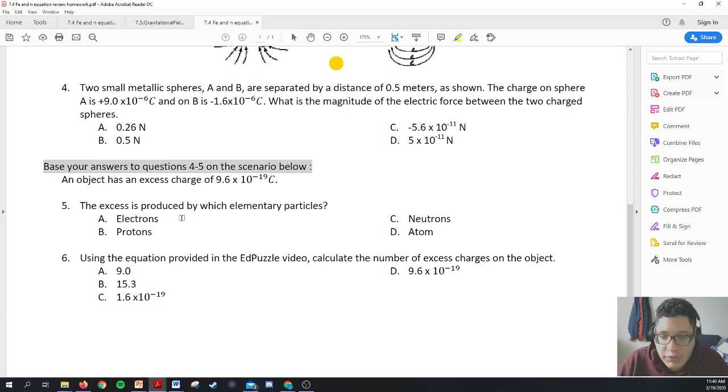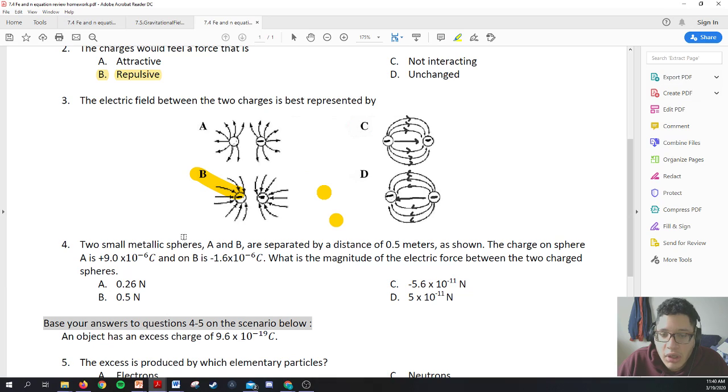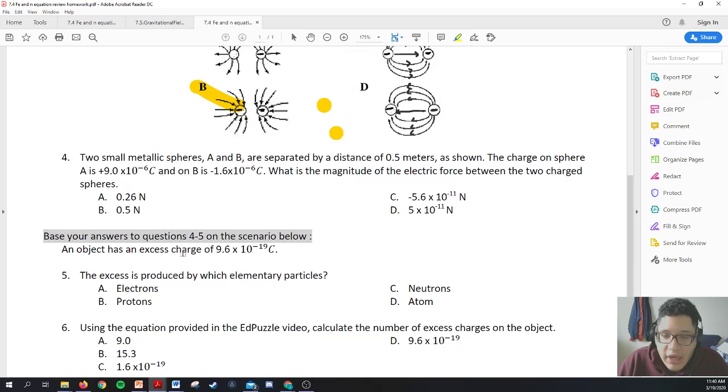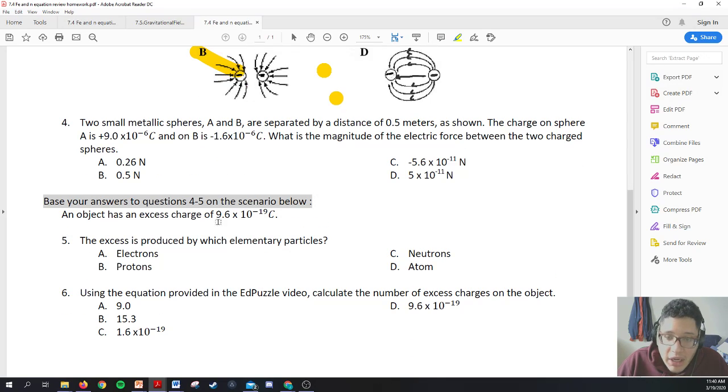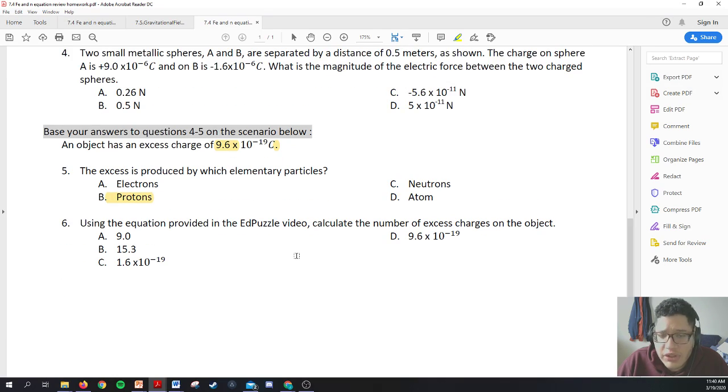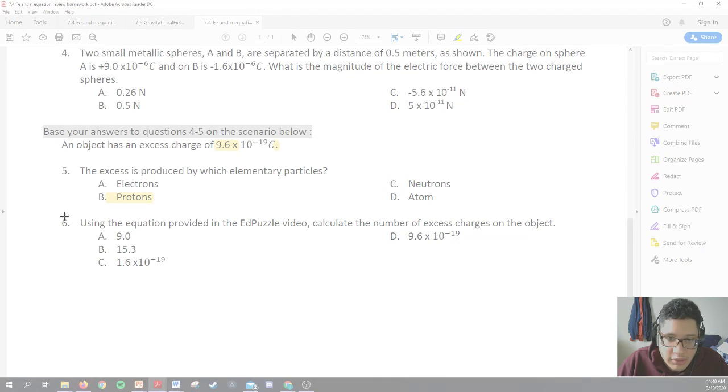Number 5, the excess is produced by which elementary particles? So, if we have an excess charge of 9.6 times 10 to the negative 19th, that is a positive value. That is not a negative value. That is a positive value. So, it's going to be protons. Answer choice B. And finally, for number 6, the real problem is that the right answer was not written in here, which kind of sucks.